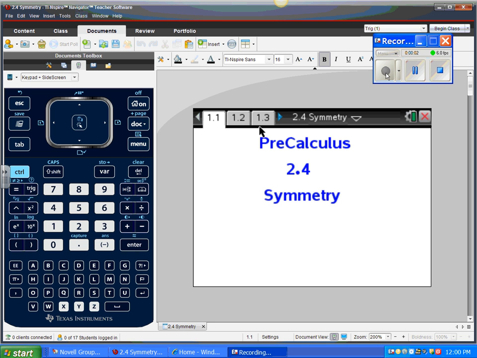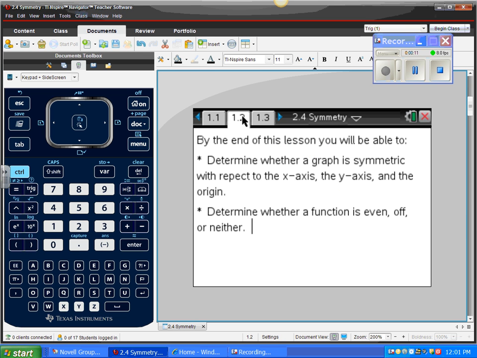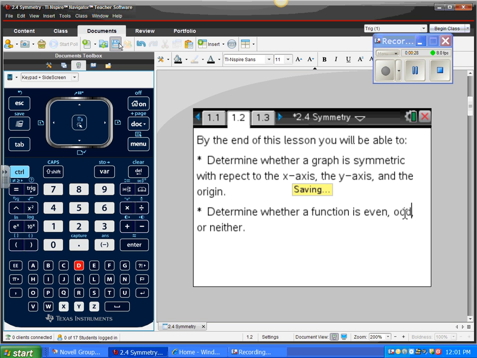Okay, so this is lesson 2.4 from Mrs. Cucci's College Now Pre-Calculus class. And today we're going to be talking about symmetry. By the end of this lesson, you will be able to determine whether a graph is symmetric with respect to the x-axis, the y-axis, and the origin, and determine whether a function is even, I should say odd, or neither. Okay? So that's what we're going to do today. Now, new concept, even, odd, and neither, so please pay attention.